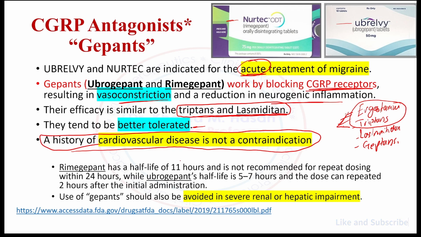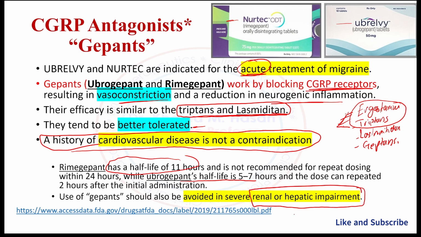Rimegepant demonstrates a long half-life, 11 hours, if you compare that with ubrogepant at about 5 to 7 hours. It's recommended to avoid using this medication in patients with severe renal or hepatic impairment. So again, as a summary for gepants, two medications, Ubrelvy and Nurtec, stand for ubrogepant and rimegepant. These medications block the CGRP, decrease inflammation, induce vasoconstriction, and are better tolerated. We can use them safely in patients with cardiovascular disease, but we need to avoid them in patients with renal or hepatic impairment.